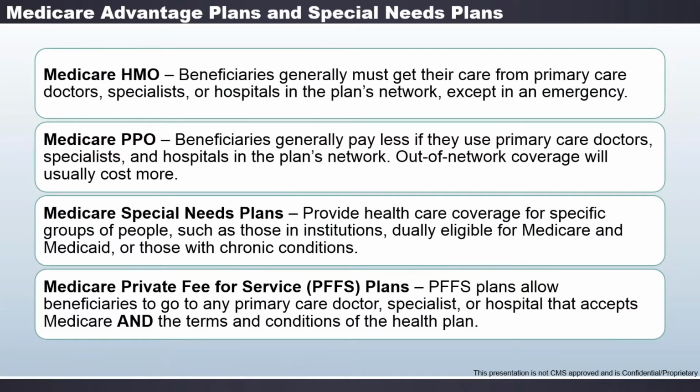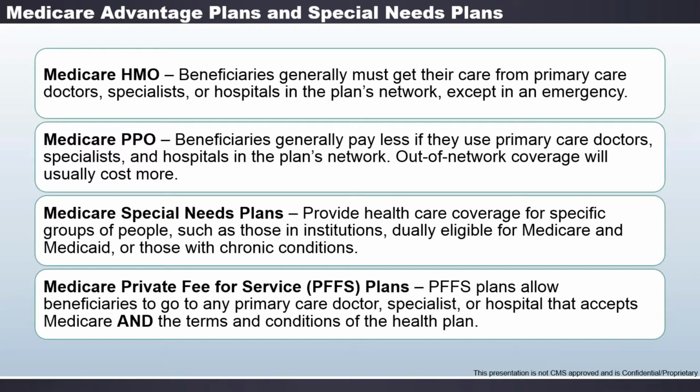Medicare Advantage plans and their special needs plans, to kind of cover this, you guys are pretty familiar, I'm sure, with the HMO plans. If you've been selling any under 65 major medical, your HMO is generally where they get care from their primary care physician and their specialist, hospital, all within the plan network. Then they have the Medicare PPO plans. They generally will pay less for those if they use the primary care doctors or specialists. And then out-of-network coverage usually will cost them more. So pretty typical for your standard PPO plan.